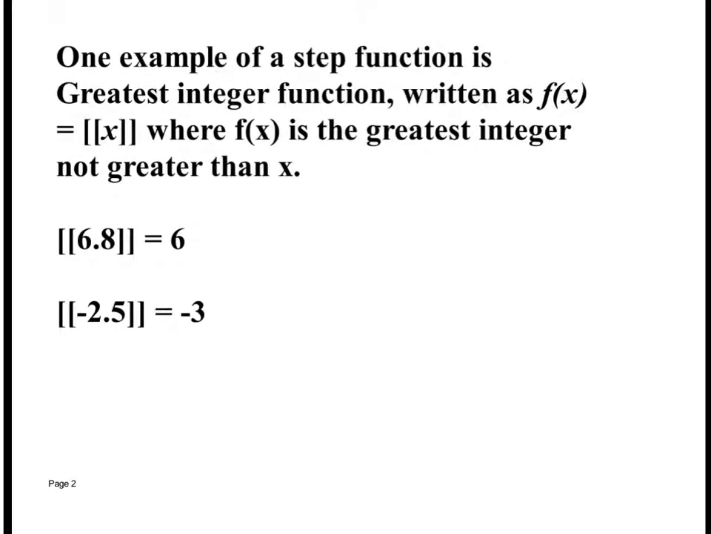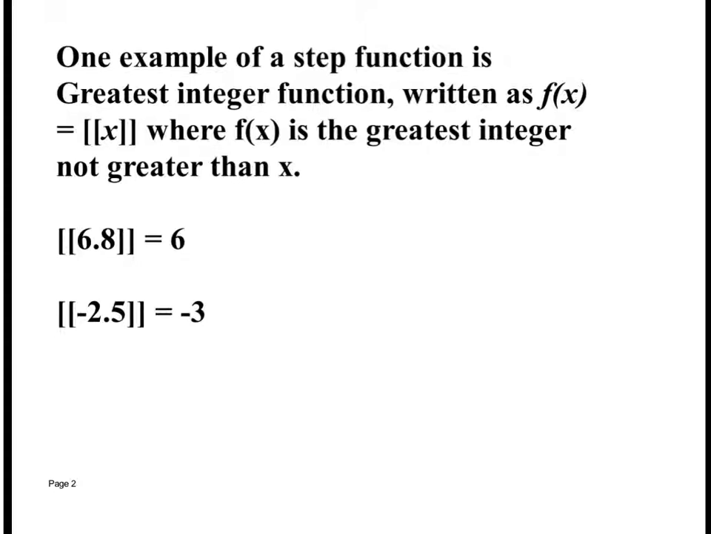All right, one example of a step function is what we call the greatest integer function. It's written as f of x is equal to the greatest integer of x. That's what the two brackets around x mean. What it's asking for is the greatest integer not greater than x. So an example, the greatest integer function of 6.8. What is the greatest integer not greater than 6.8? It would be 6.